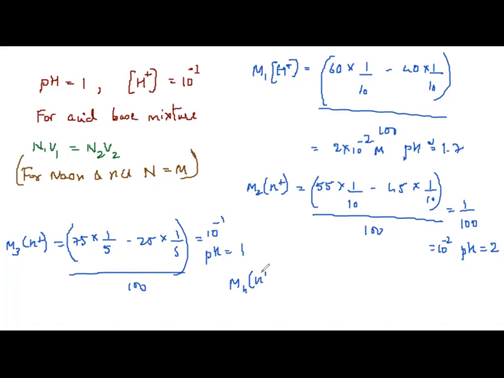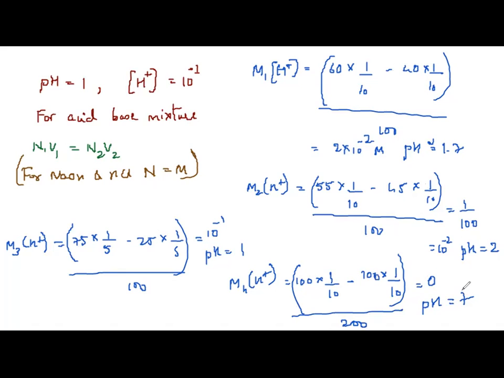Option 4, you just see the H plus ion concentration. It is 100 into 1 by 10 minus 100 into 1 by 10. Solve this out, you will get the answer 0. 0 means pH is again 7. Therefore, here, since it is 100 ml plus 100 ml, I will divide it by 200. Here 75 plus 25 is 100, 55 plus 45 is 100, 40 plus 60 is 100. But here 100 plus 100 is divided by 200. So the answer will come 0 and pH will be 7.